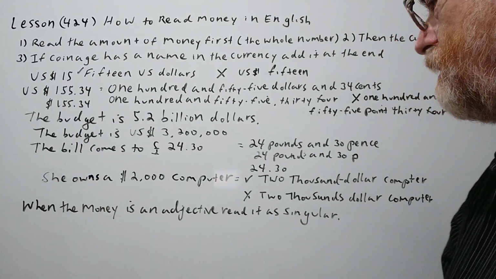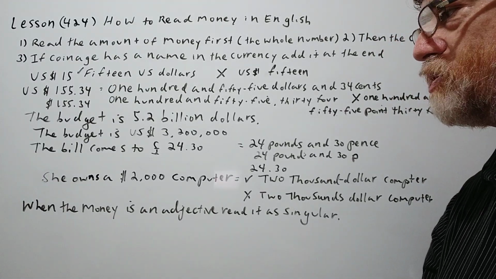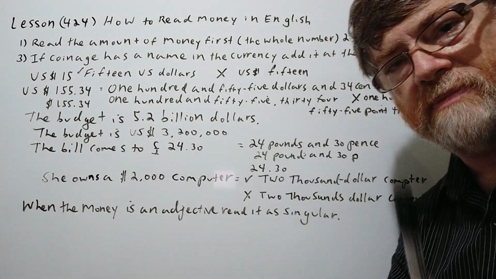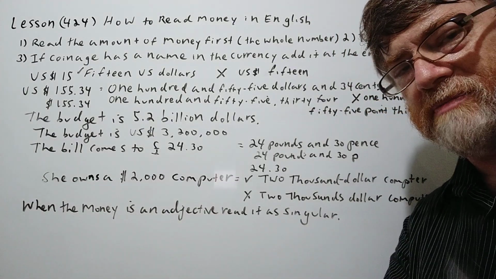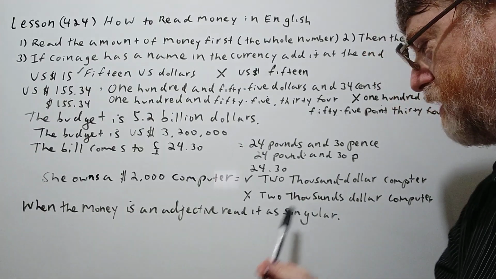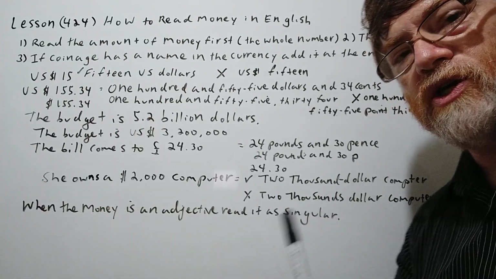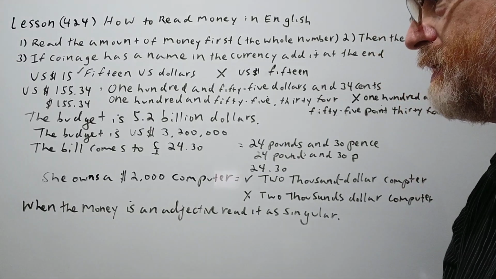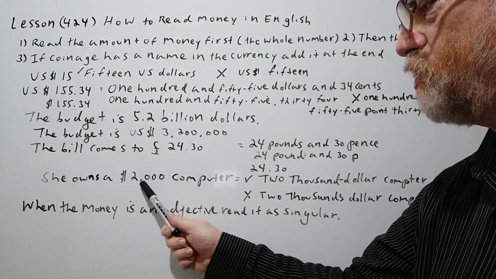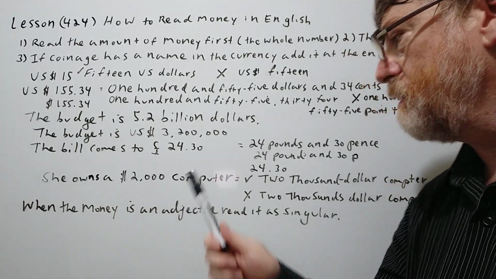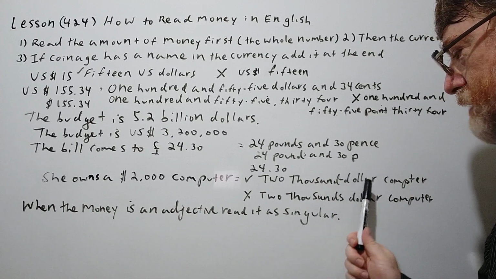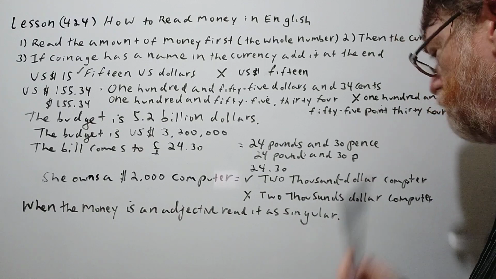Okay, good. All right, now, the next thing to really watch out for, that even advanced students who know how to read money pretty well already sometimes still mess up on this one. When the money is an adjective, read it as singular. Okay, so of course here we should read it as she owns a $2,000 computer. So $2,000 is an adjective, computer is the noun.